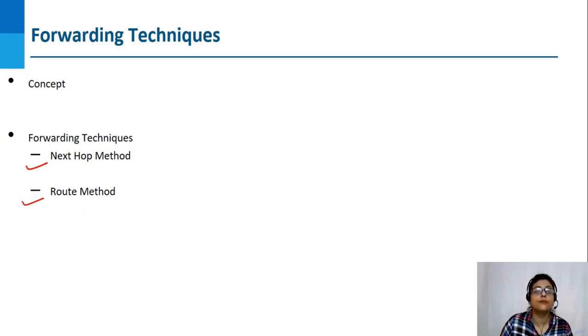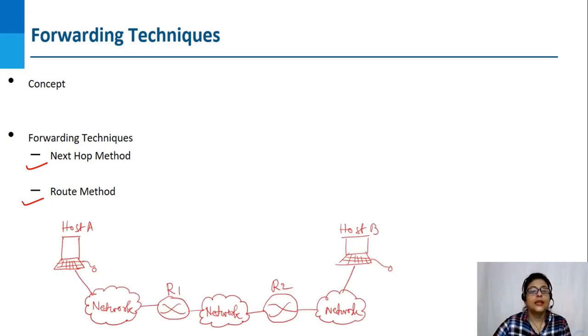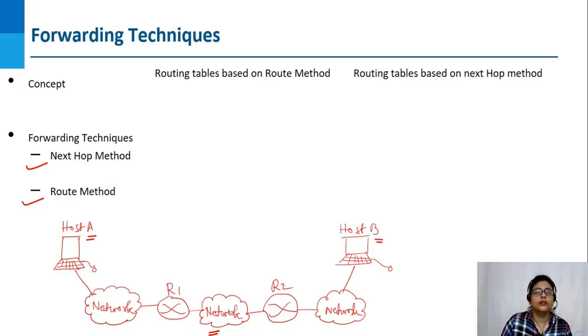So let's see it with the help of an example. Let's say we have a host A in one network and host B in another network, and there are two routers: R1 connected to the network of host A and router R2 which is connected to the network of host B, and these two routers are connected by another network here. Let's see what will be the routing table for the two. So routing tables based on route method and routing tables based on next hop method will be shown here side by side.